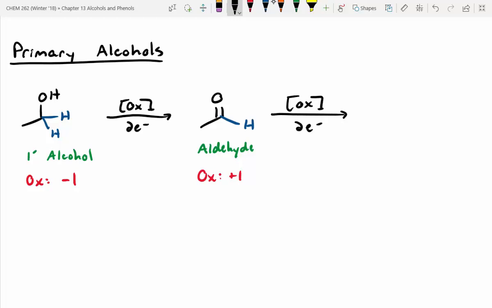All right, and we can do this again, and we can say, let's oxidize it again. 2-electron oxidation. In this case, we're going to lose another blue hydrogen. And the question is, what will swap it out? In this case, it'll be an OH. So we can go from a primary alcohol to an aldehyde to a carboxylic acid. What do you think the oxidation number is going to be for this one? +3, right? So if you do a 4-electron oxidation of a primary alcohol, you'll go all the way to the carboxylic acid.